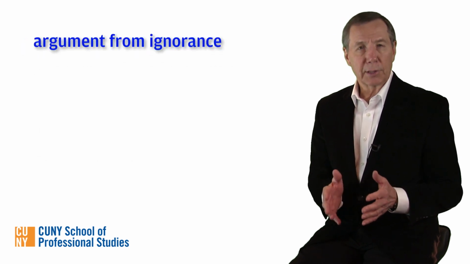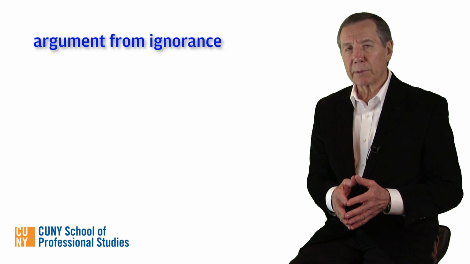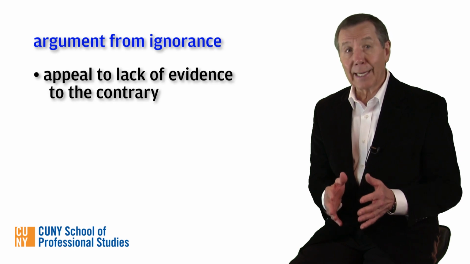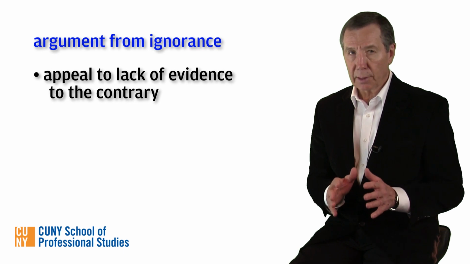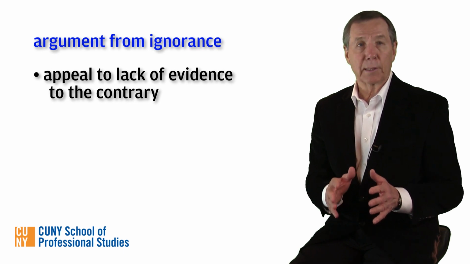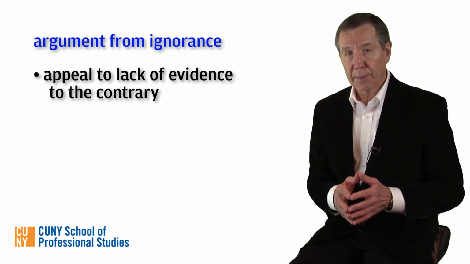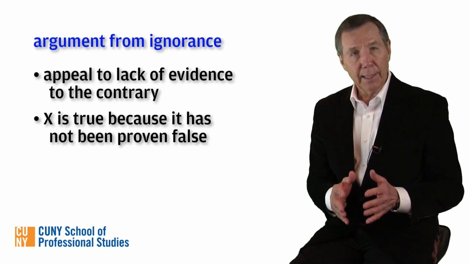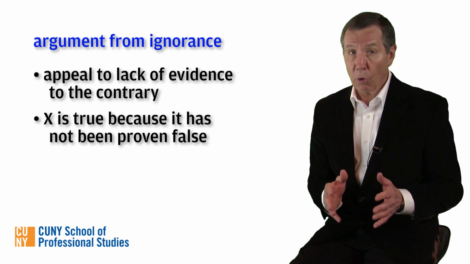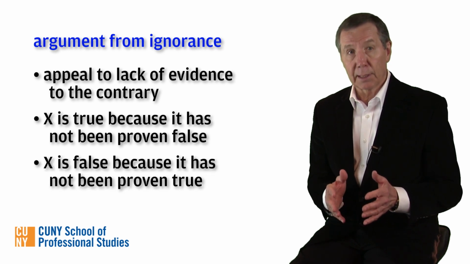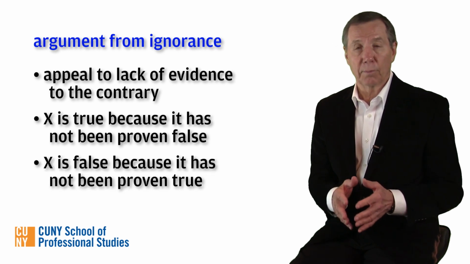Our first fallacy, the argument from ignorance, is committed when an argument's premises appeal to the lack of evidence to the contrary. Now, this is a little difficult to grasp, so let's be clear about the structure of the fallacy. It asserts that a claim is true because it has not been proven false, or that it is false because it has not been proven true.